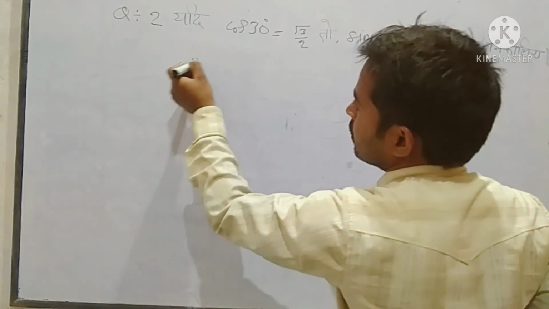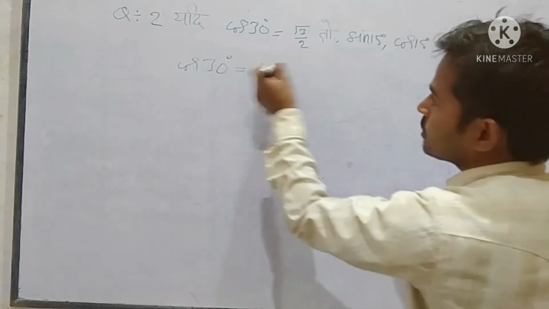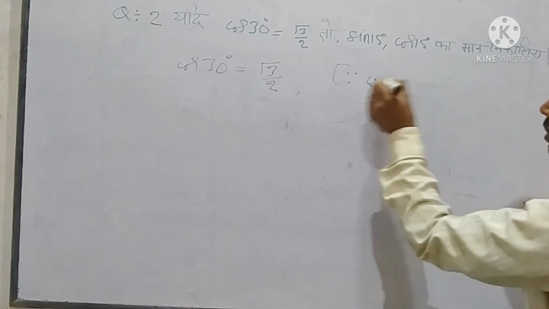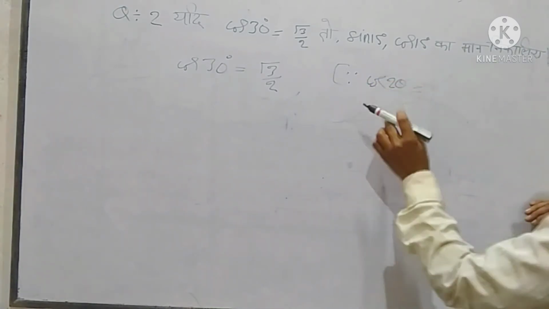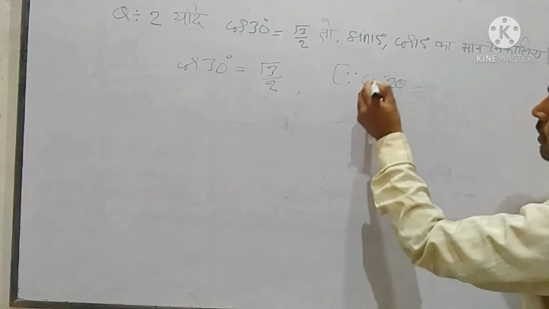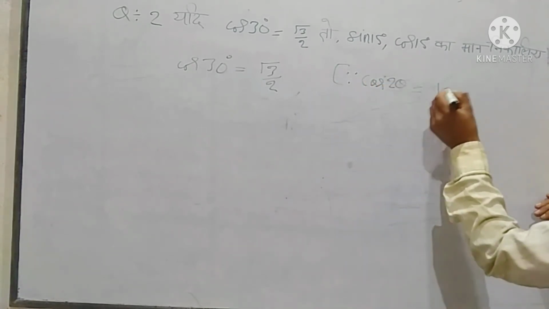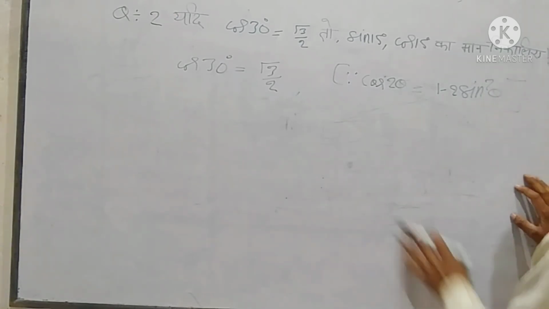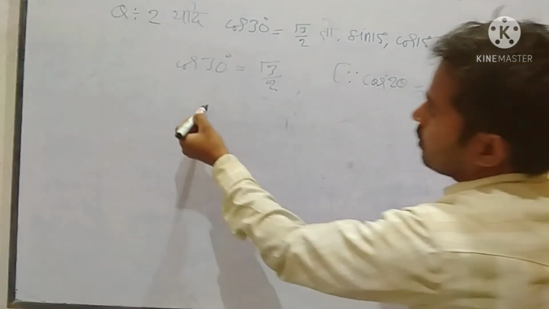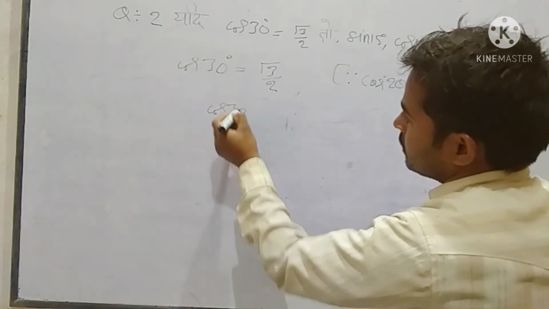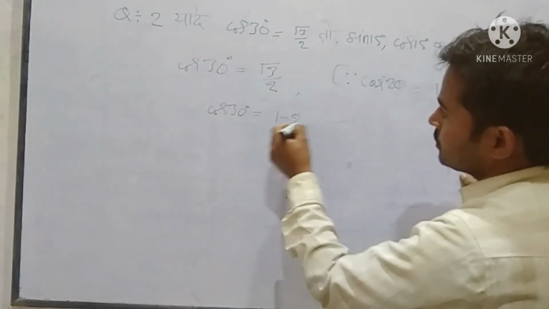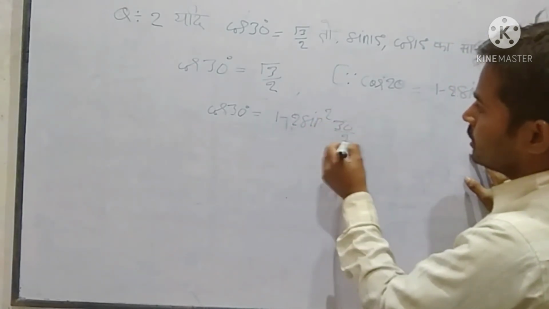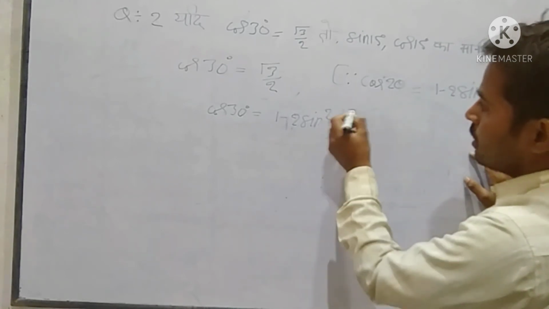Second, cos 30 degree is equal to square root 3/2. So we know that cos 2 theta is equal to 1 - 2 sin² theta. So we apply this formula. So cos 30 degree is equal to 1 - 2 sin²(30 degree/2). So cancel out, 15 degree.